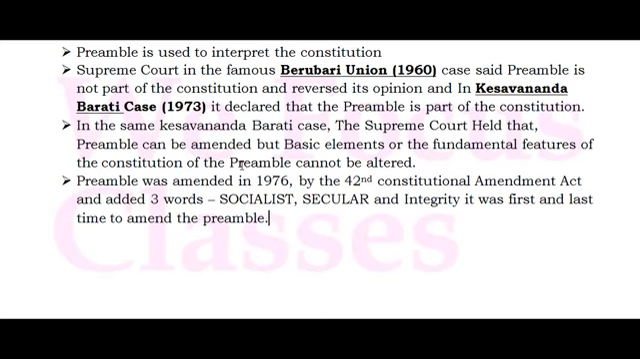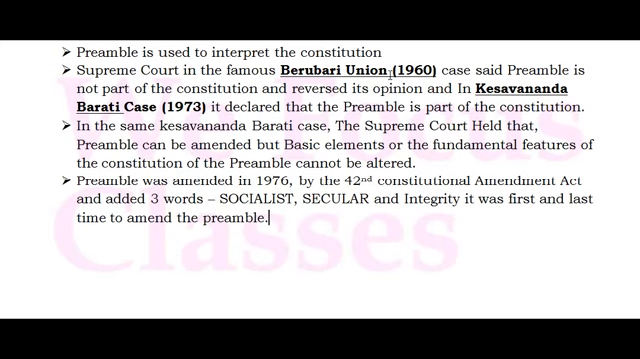But the same Supreme Court reversed its opinion, and in the Kesavananda Bharati case in 1973, it declared that the preamble is a part of the constitution. And also in this case, the Supreme Court held that the preamble can be amended. So people had a doubt whether it can be amended or not. In Beru Bhari Union case, when the preamble is not part of the constitution, how are you going to amend it? If it is not a part, we can't amend it. But as it was reversed, it clearly means that the preamble can be amended now.